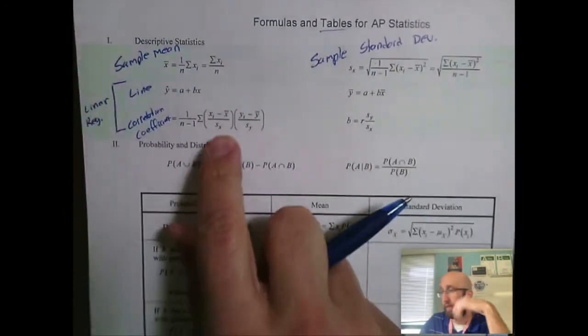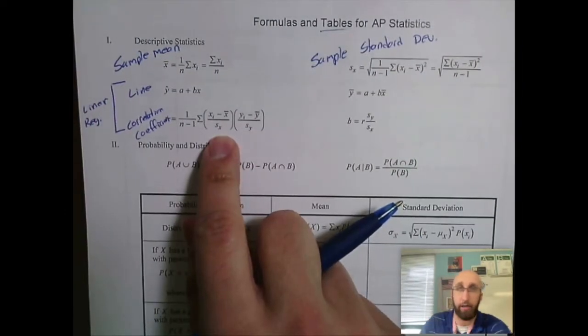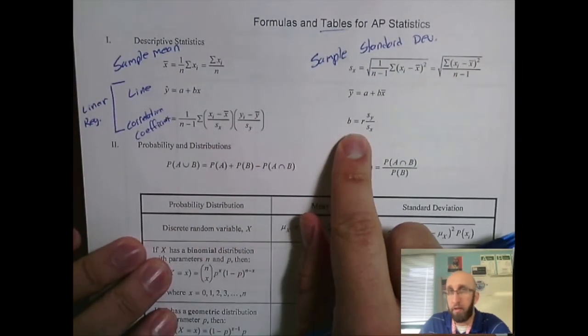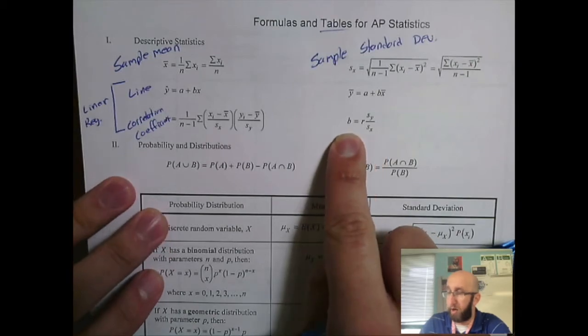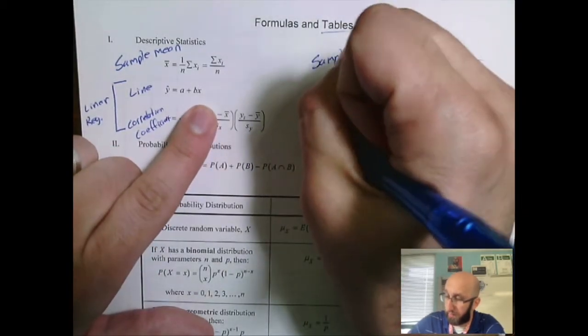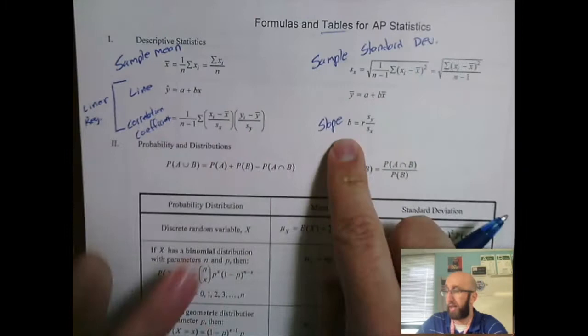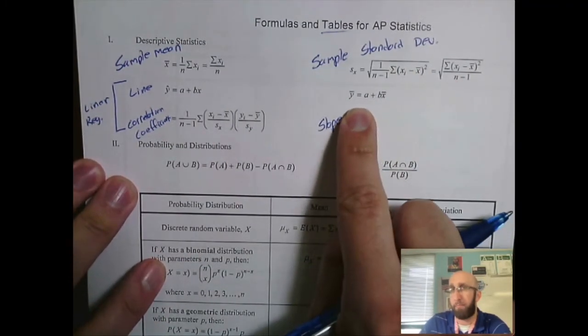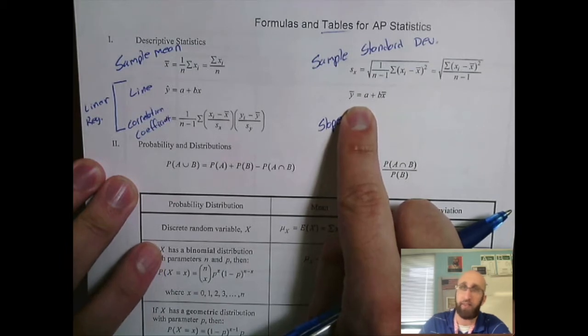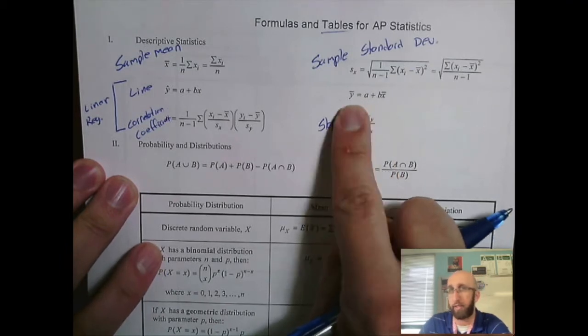In my class, a lot of us calculated this by the calculator anyway, so be it. Over here to the bottom right, we have B equals R, standard deviation of Y divided by the standard deviation of X. This is your equation. If you ever had to calculate the slope of your linear regression by hand, that is the equation for the slope.